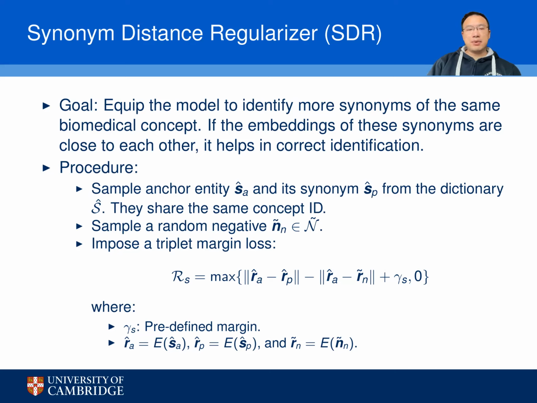Then we will sample a random negative span Ñ from a corpus. And then we can impose a triplet margin loss as shown here. Here, gamma S is a predefined margin and R is the embedding of S.